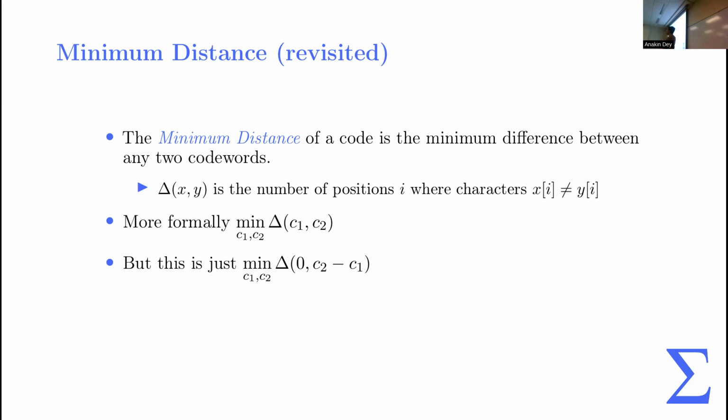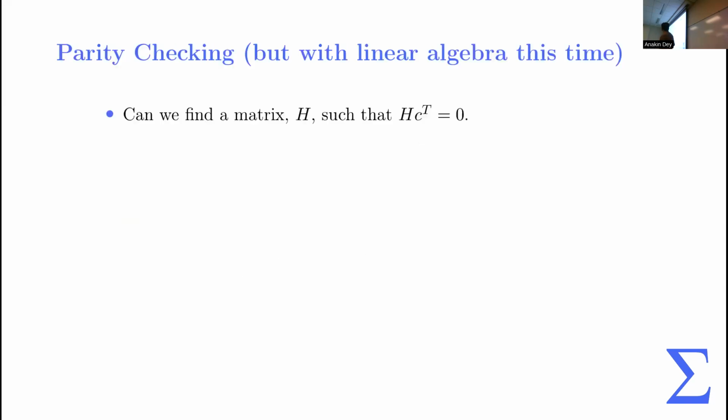So now the minimum distance is really just the min between the 0 code word and C2 minus C1. But once again, C2 minus C1 is also just going to be another code word, because they're linear. So this is just the min over any code word, and that's just the minimum Hamming weight of any other code words. So you can find the minimum distance just by looking at all of the code words in your language and counting how many ones they've got. And the one with the smallest number of ones is the minimum distance that you can have with that code space. Does that make sense so far? Cool.